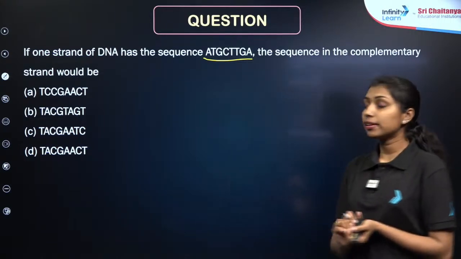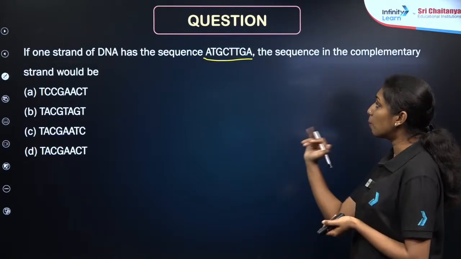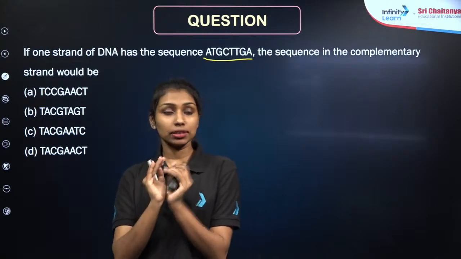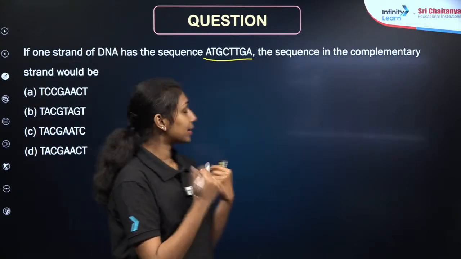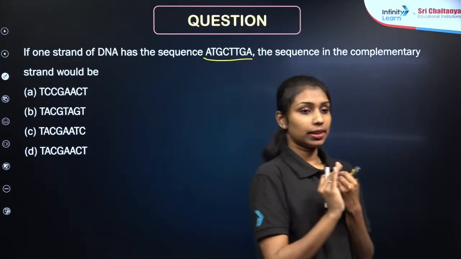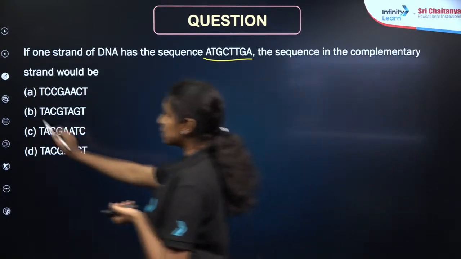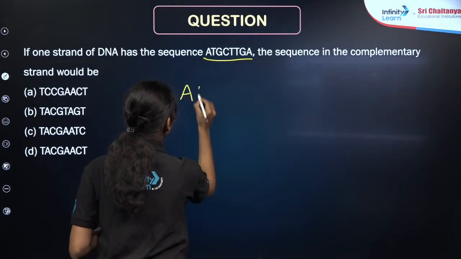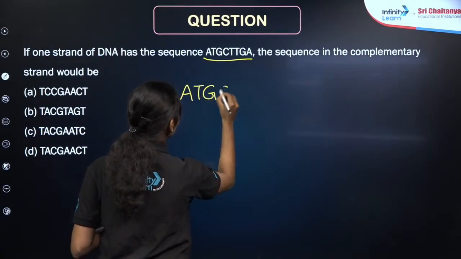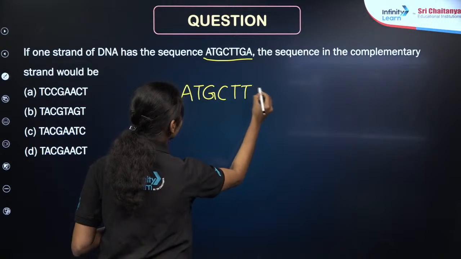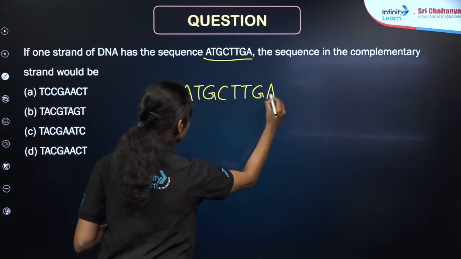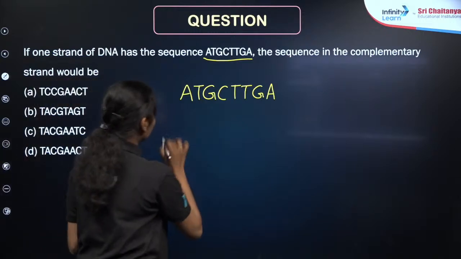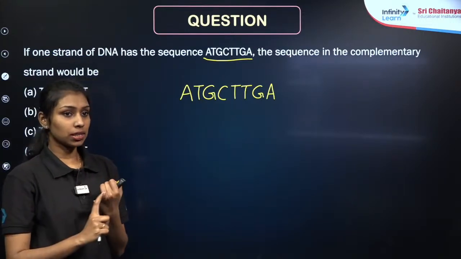The sequence of nitrogen bases is given here. You have to identify the complementary strand sequence, which means that we have an idea that adenine always combines with thymine, right? Adenine always combines with thymine, then guanine with cytosine and vice versa, right? So we have to write the strand like this. Okay, this is our given strand. Now you have to identify the complementary strand. Okay, what will be the first one here? Adenine will combine with which nitrogen base?